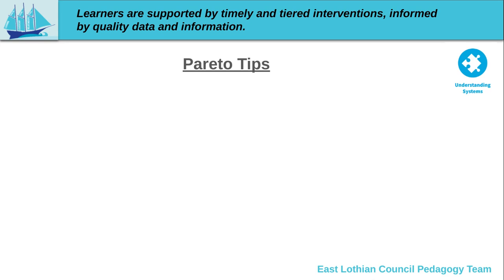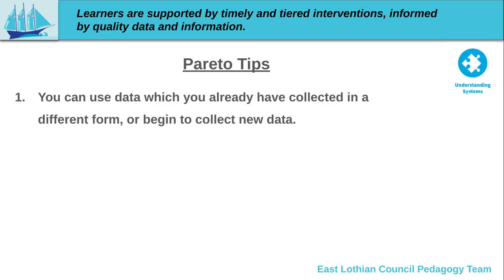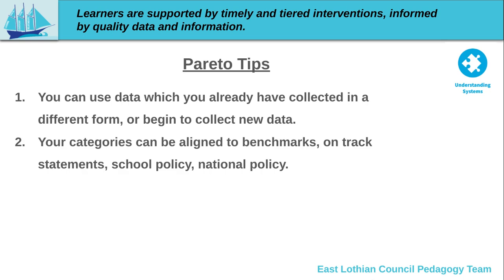So a few little tips about Pareto. You can use data which you already have collected in a different form, or you can collect new data. You might have single word spelling test information, AR data. You might have undertaken a numeracy assessment with your pupils already. You can use all of that data in your Pareto. Your categories can be aligned to benchmark statements, on-track statements, or to school or national policy. Or for the example of niggles in the playground, it might just be what you observe and what you see.